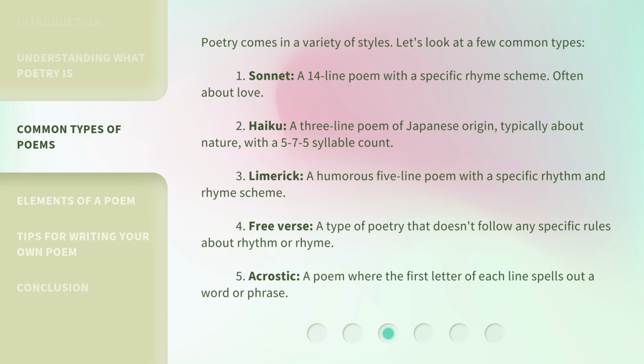3. Limerick. A humorous 5-line poem with a specific rhythm and rhyme scheme. 4. Free verse. A type of poetry that doesn't follow any specific rules about rhythm or rhyme. 5. Acrostic. A poem where the first letter of each line spells out a word or phrase.